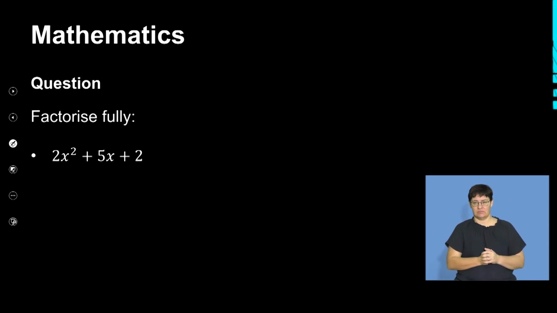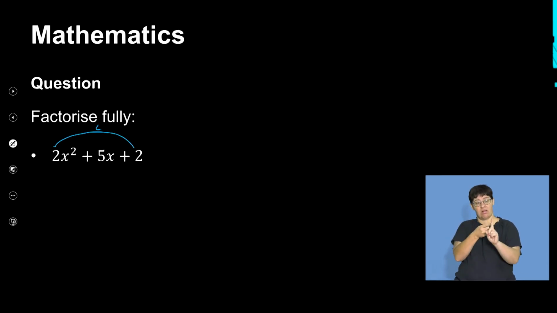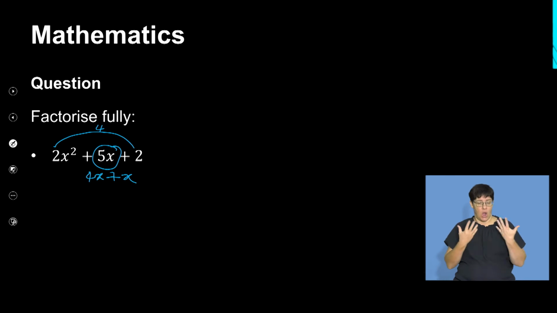Another example here will be 2x squared plus 5x plus 2. 2 is just a prime factor, right? You know that. So it has 2 and 1. And another 2, it has 2 and 1. But the goal here is to always multiply those 2 and get a 4 there, right? So what does this mean? It means the middle term here is going to be 4x plus x. That's how you get it, right? And then you can use that to try and factorize this.